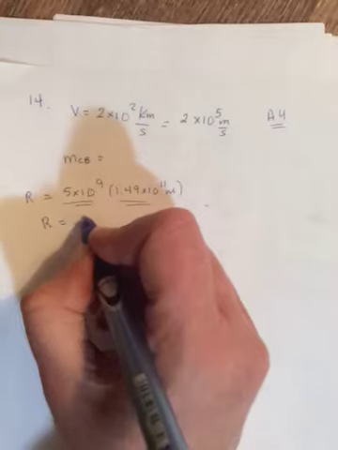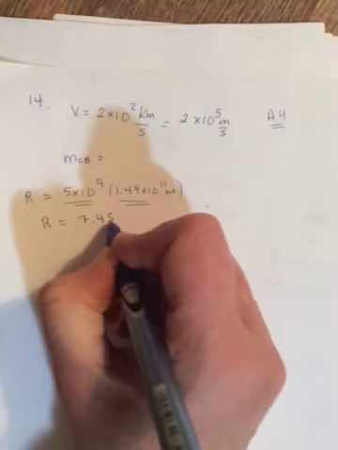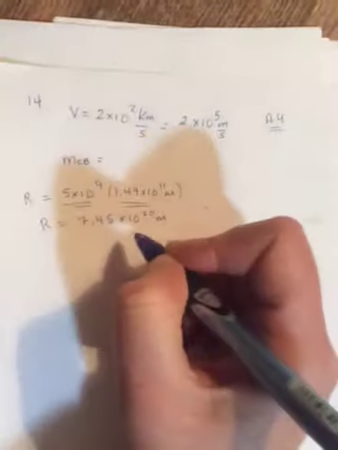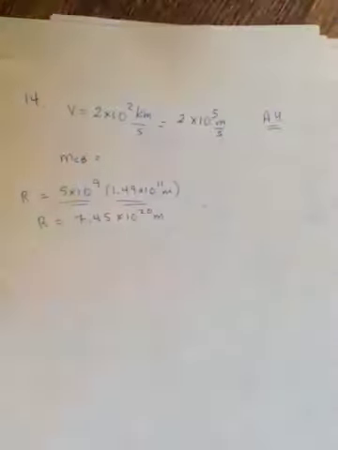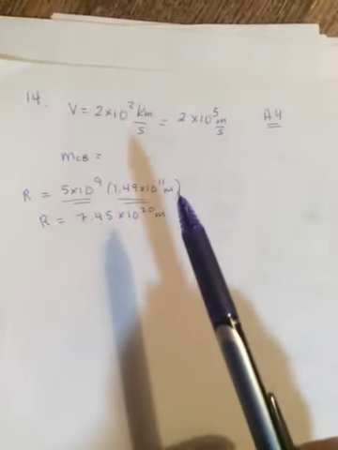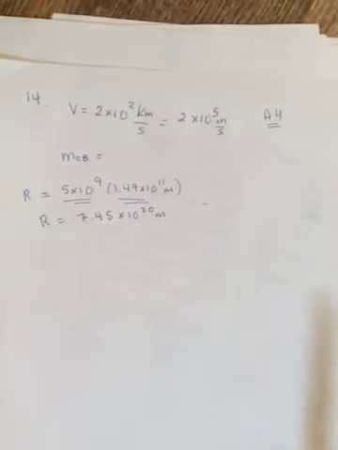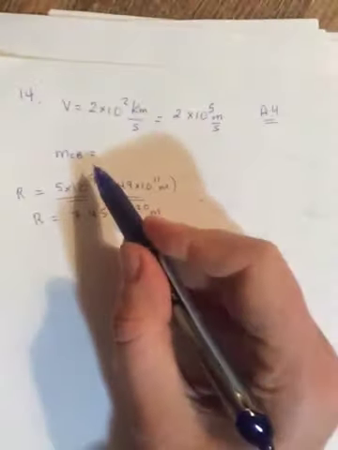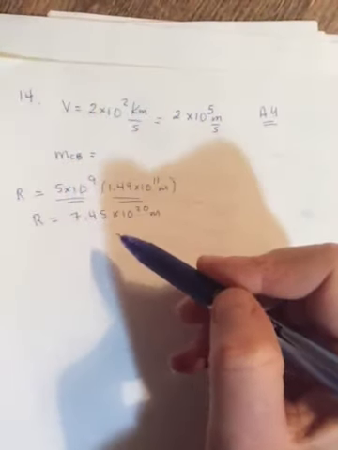What is that? 7.45 times 10 to the 20th meters. So because it's so huge, a lot of astronomers will talk in terms of how much further away it is than we are from the sun, just to give them that feel. So this question wants the mass, and it gives us the speed and it gives us the radius.